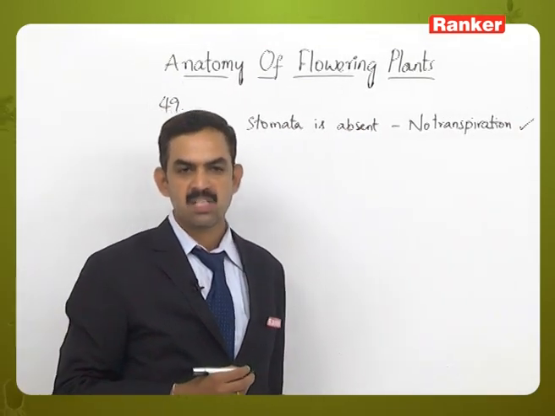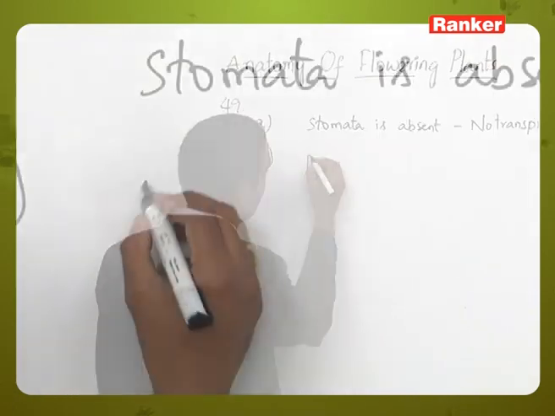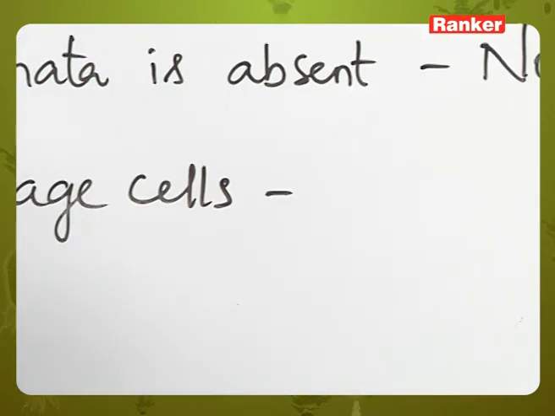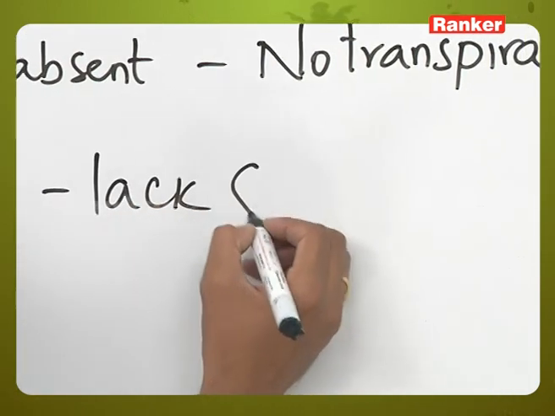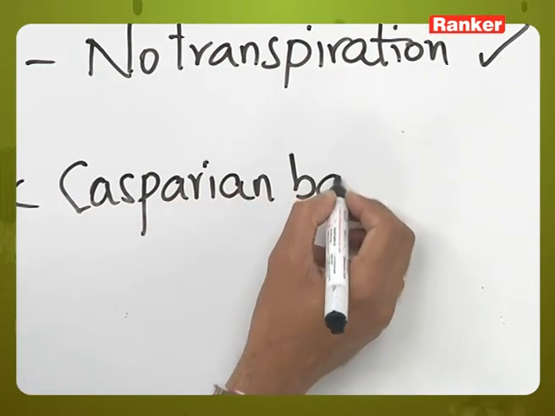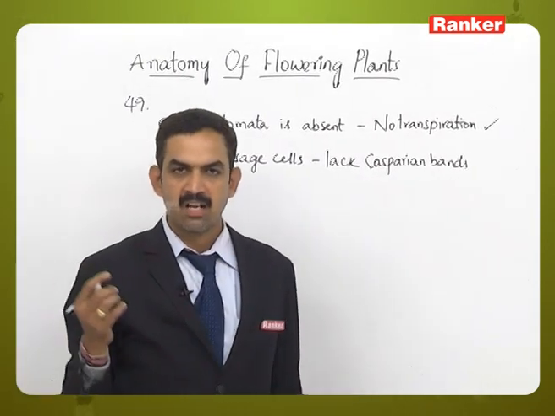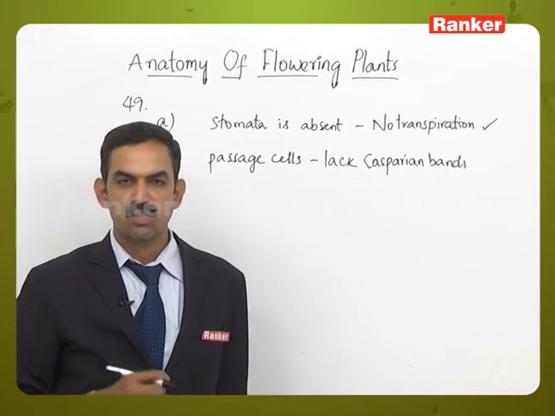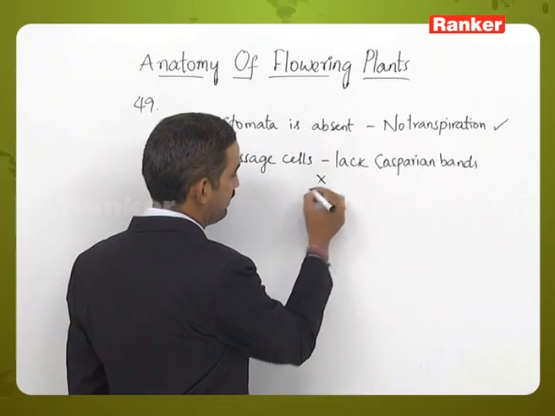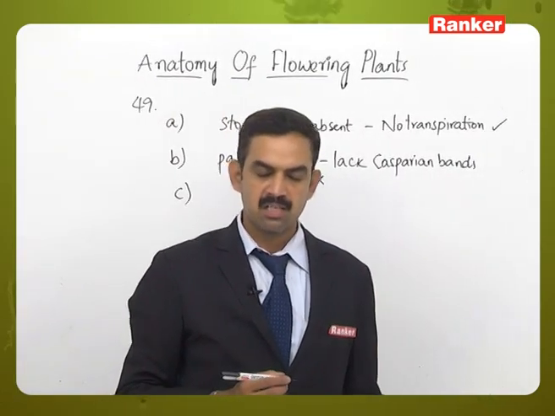Passage cells help in transfer of food from cortex to phloem. Actually, the passage cells are the cells of endodermis which lack Casparian thickenings or Casparian bands, and these are the ones which help in movement of water from cortex to stele, but not food from cortex to phloem tissue. So this statement is wrong. And let us see statement C.